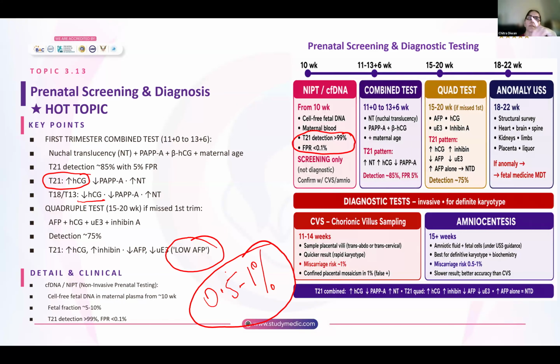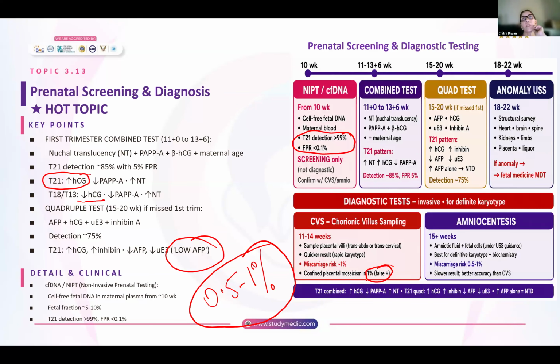The drawback of CVS is that sometimes you can get confined placental mosaicism. This mosaicism is there only in the placenta, and you may be sampling that part of the placenta where the mosaicism is present. That is why you get this 1% false positive rate when you are doing a chorionic villus sampling.